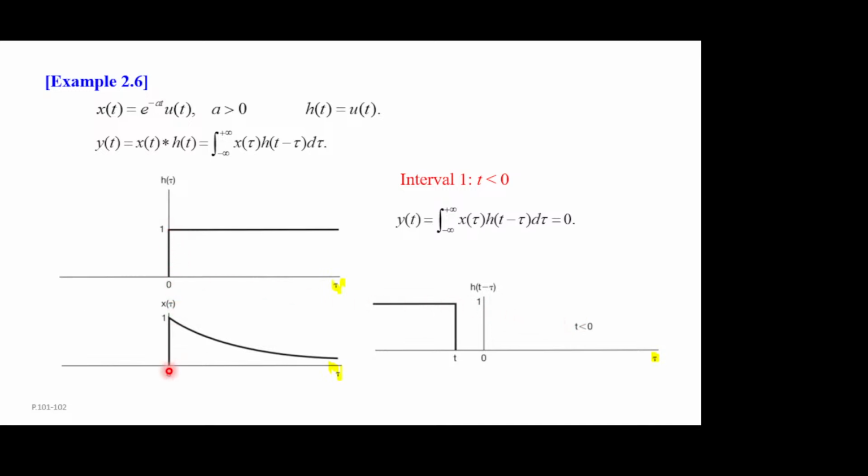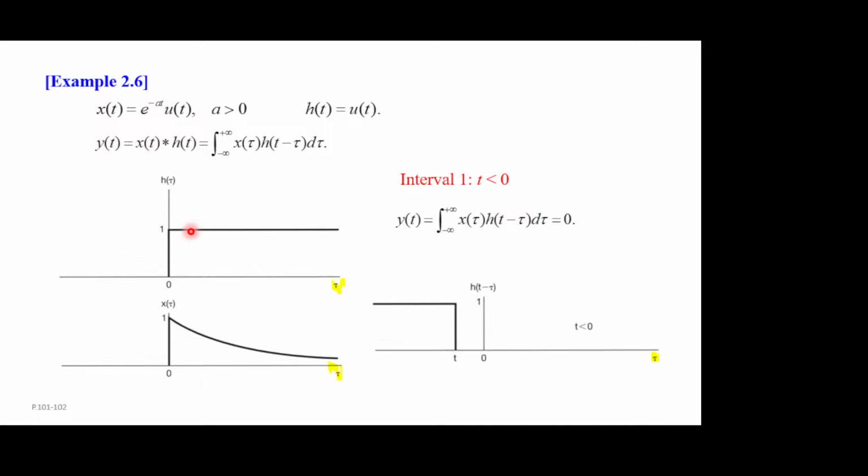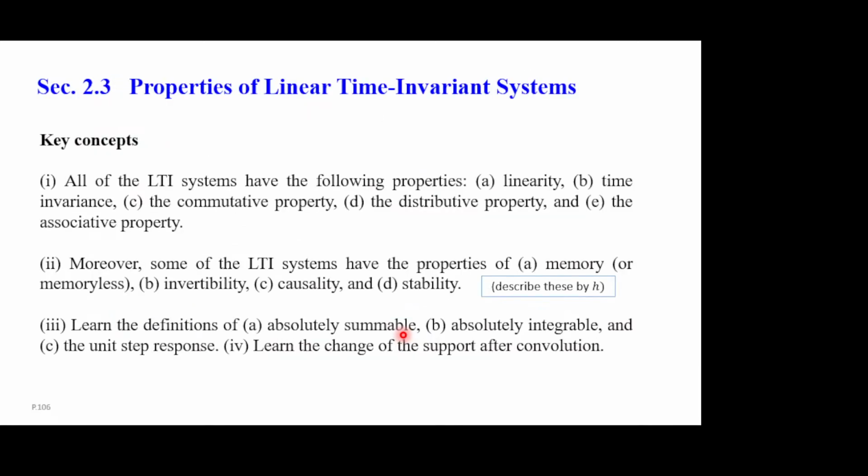And here, both of them have one boundary, so it's easy to analyze the overlap. But obviously, we'll have a more complicated example in homework and test, where both of them have multiple boundaries, and you need to be careful to see the different cases of t and how your h of t minus tau and the x of tau overlap with each other, and do the integral carefully. So you will get more familiar in your homework. Okay. And if there's no question, then let's go to the next part.